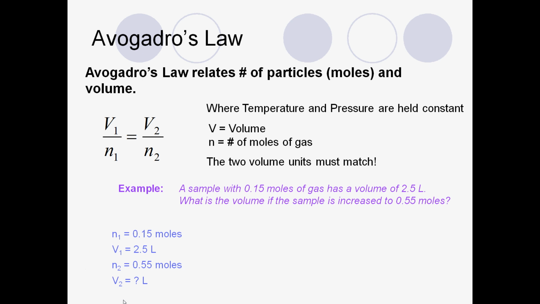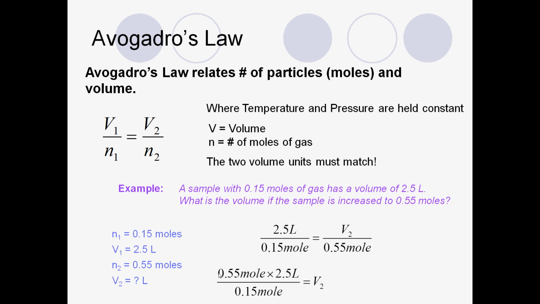Now we can take these numbers and easily plug them into this equation. You can see right where they fit. Then you can either cross multiply 2.5 times 0.55 and divide it by 0.15, or if you want to rearrange the equation and multiply this to this side, you can do either way. It does not matter. So when we solve for this, we're going to end up with 9.2 liters.